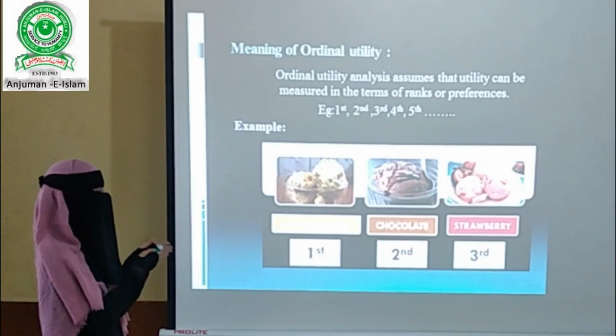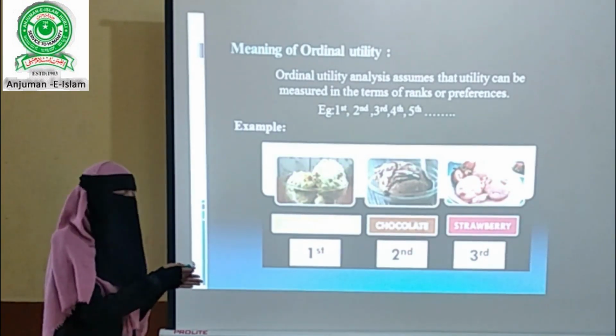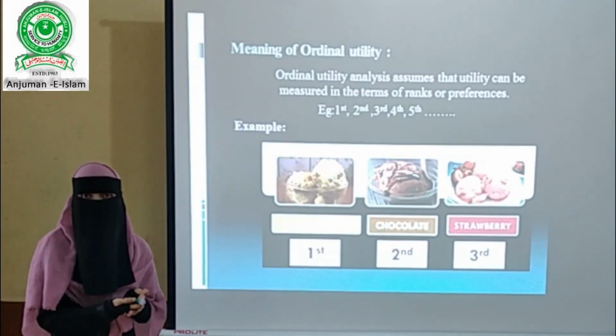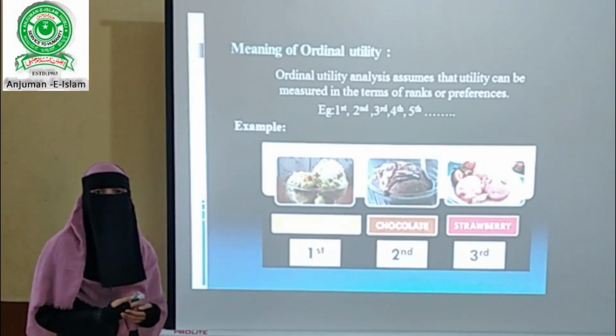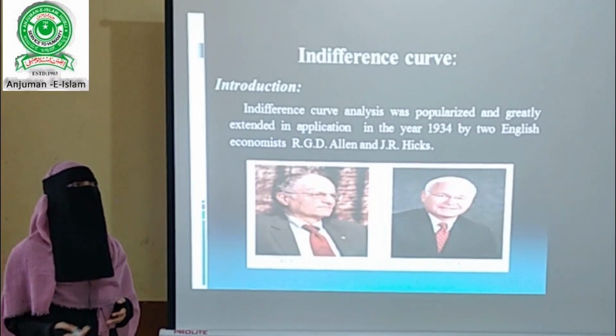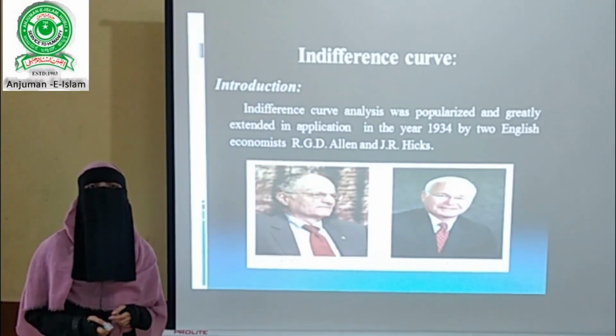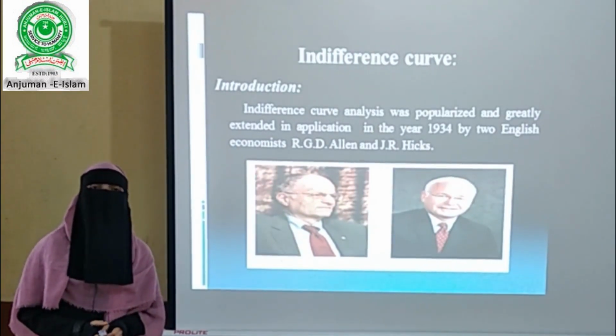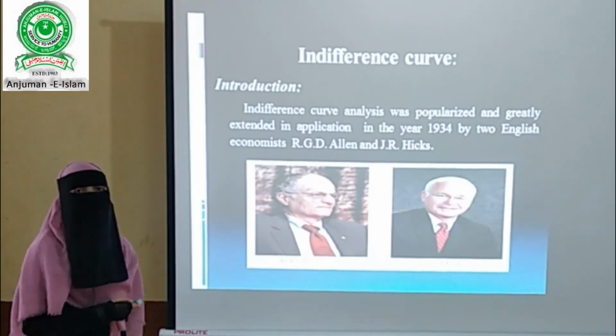So my first preference is for butterscotch, second is for chocolate, and third is for strawberry. Hope you understood the concept of ordinal utility analysis here. Dear students, ordinal utility analysis can be explained very easily and widely with the help of indifference curve.